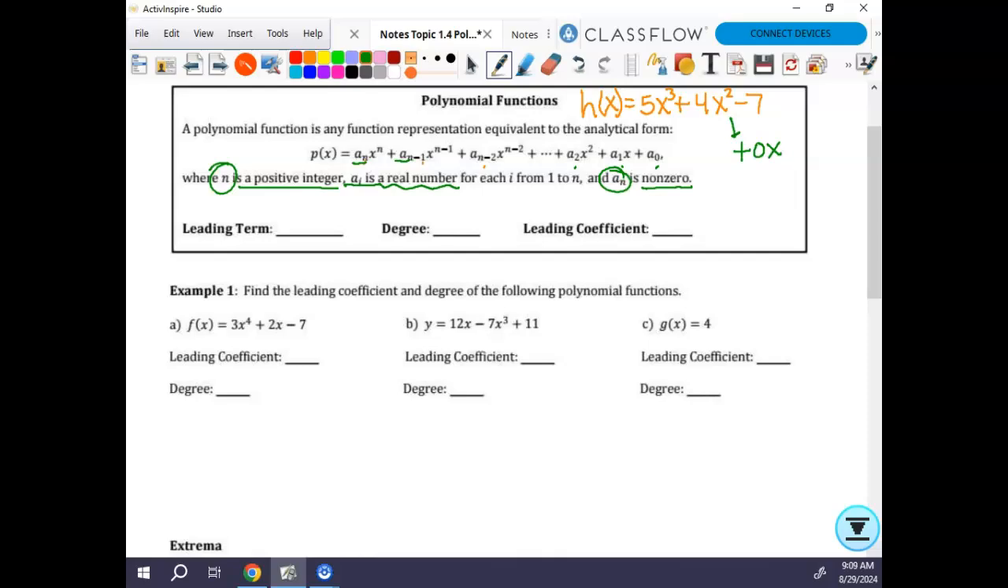So my leading term in general for a polynomial, these are my terms, and this is my leading term. So it is a sub n times x to the nth power.